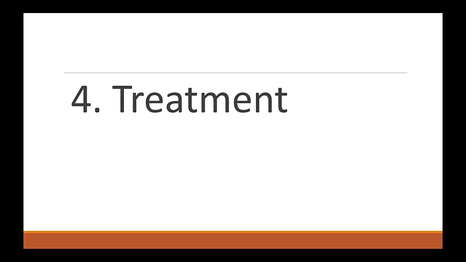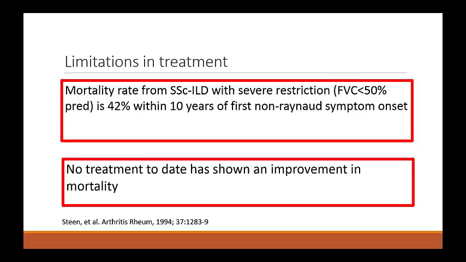So coming to treatment, and this is again why it's important. We're going to focus on treatment of ILD and less so on the pulmonary hypertension portion. Mortality with ILD in patients who have severe restriction, so again, FVC less than 50%, is 42% at 10 years out. And that's pretty significant.